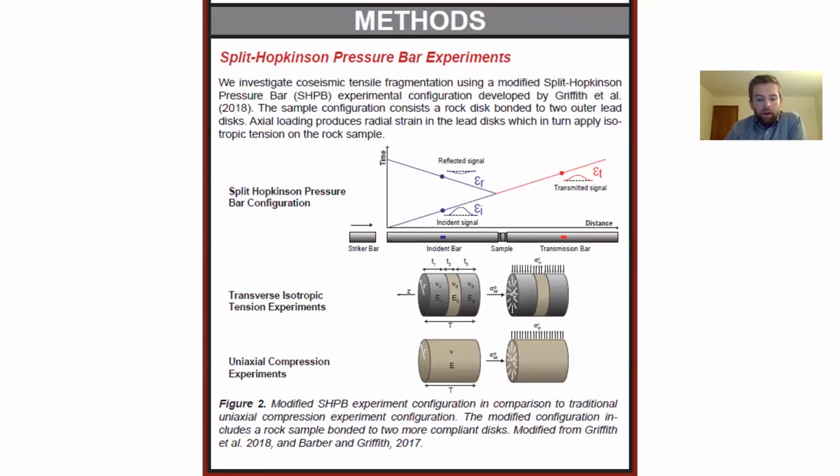We use a modified sample configuration for a split Hopkinson pressure bar, which consists of two lead discs bonded to an inner rock disc. When this sample configuration is loaded axially, radial strain in the lead drives isotropic tension in the inner rock disc.